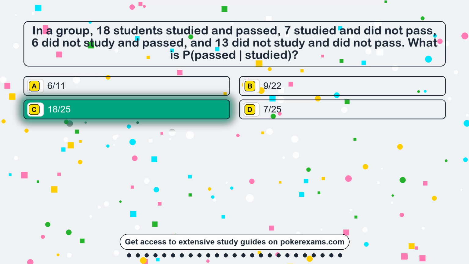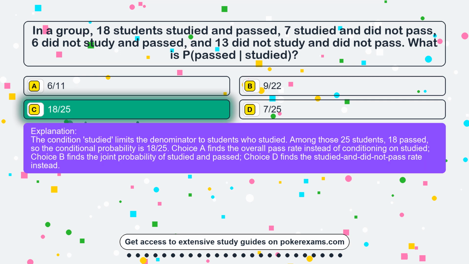The correct answer is option C, 18/25. The condition studied limits the denominator to students who studied. Among those 25 students, 18 passed, so the conditional probability is 18/25. Choice A finds the overall pass rate instead of conditioning on studied. Choice B finds the joint probability of studied and passed. Choice D finds the did-not-study, did-not-pass rate instead.